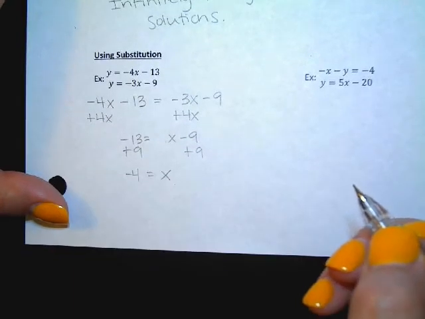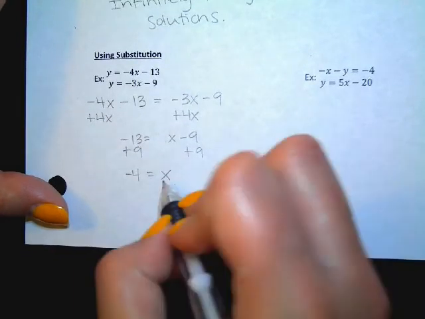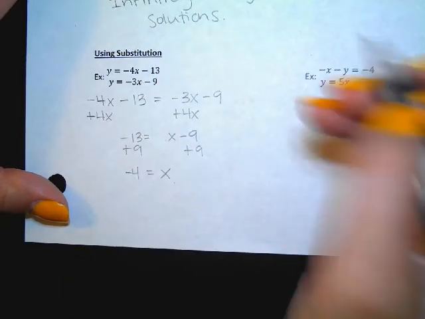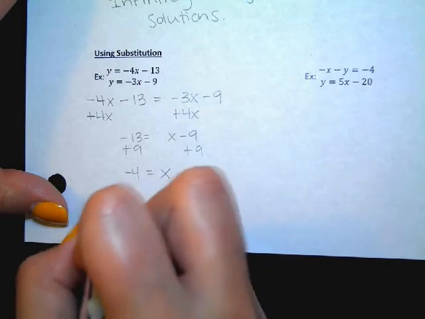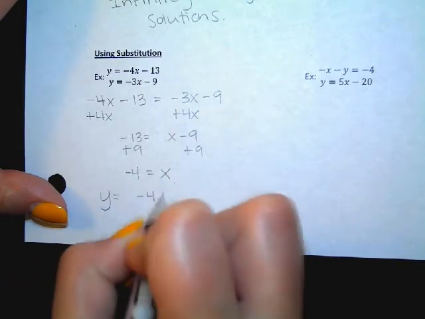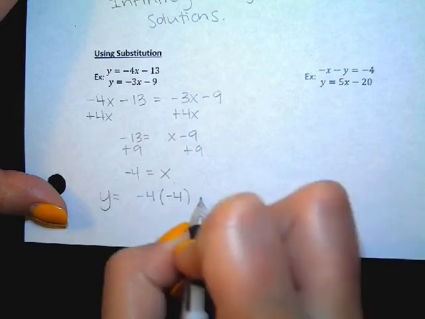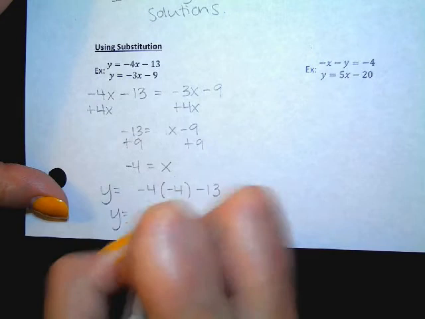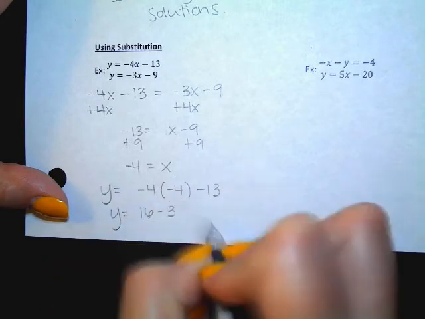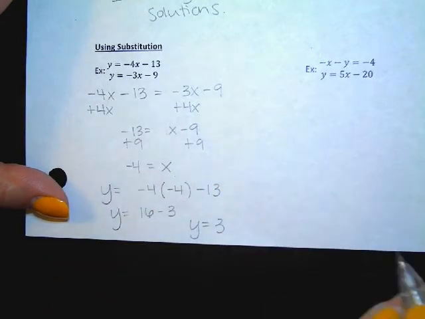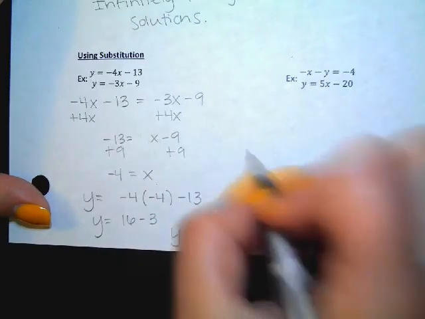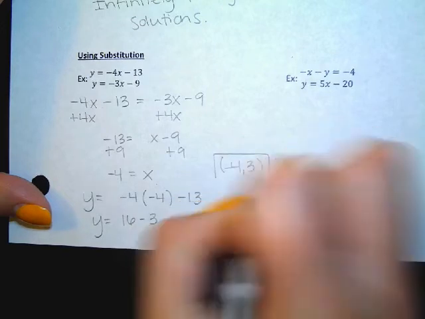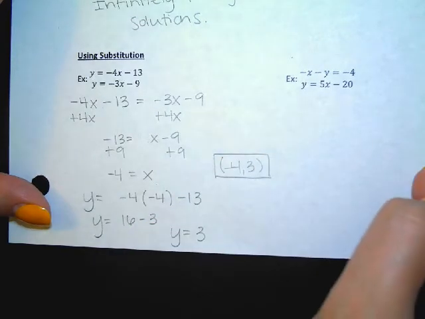And then if I want to solve for the y coordinate, I can plug in that x value to either equation. It does not matter which one I choose. I'm going to go ahead and do the first one. So I get y equals -4 times the x value that I got, minus 13. So y equals 16 minus 13, which means that y equals 3. And then I always make sure that I write my solution as a point. So -4 for the x, 3 for the y, and I'm done.